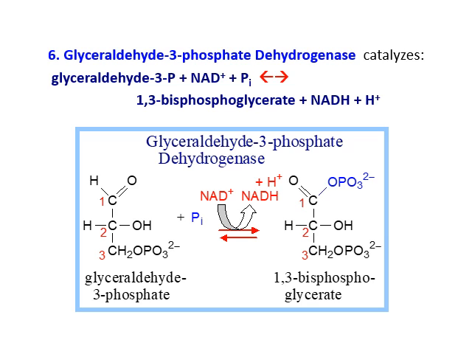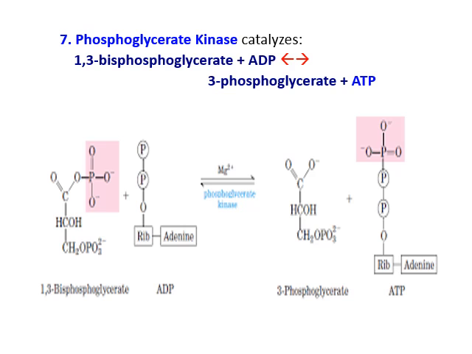The 7th step is the transfer of a high energy phosphate group. That means 1,3-bisphosphoglycerate is converted to 3-phosphoglycerate and produces a high energy phosphate molecule, that is ATP. Phosphoglycerate kinase transfers this phosphate group from 1,3-bisphosphoglycerate to ADP.